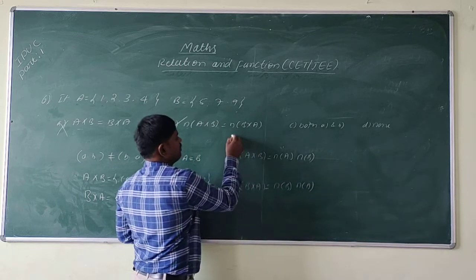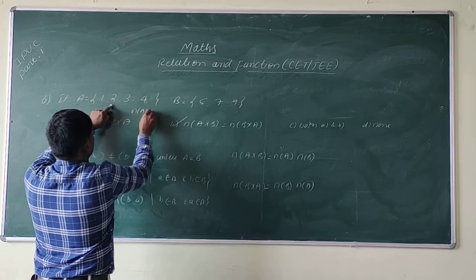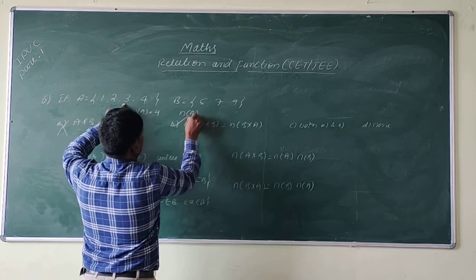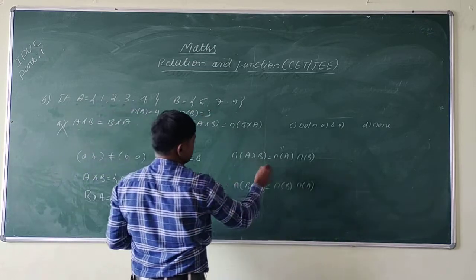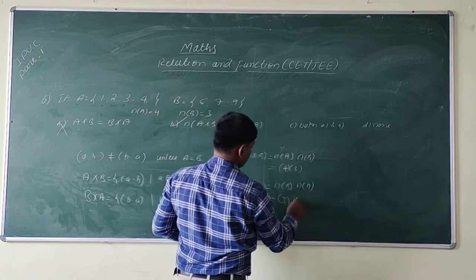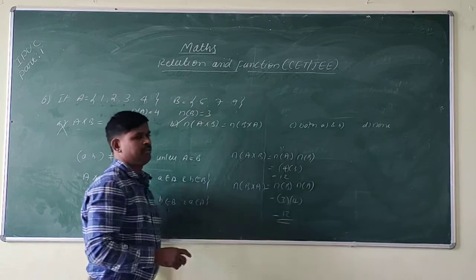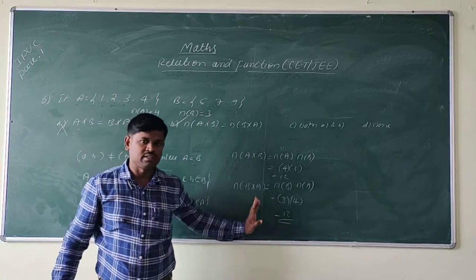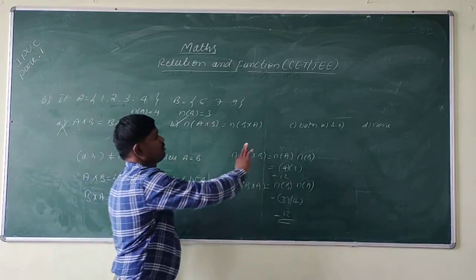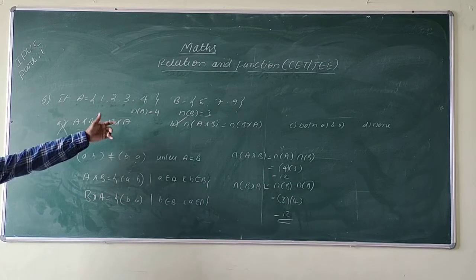Observe, n of A is 4 elements and n of B is 3 elements. So this is 4 into 3, and this is 3 into 4. Both are the same, 12 and 12. Therefore, the number of elements in A cross B is equal to the number of elements in B cross A. That is right. The other options are not entirely right, so option B is the right answer.